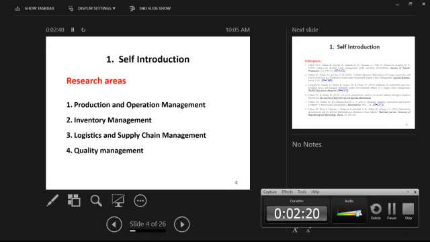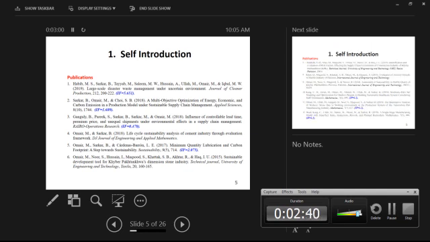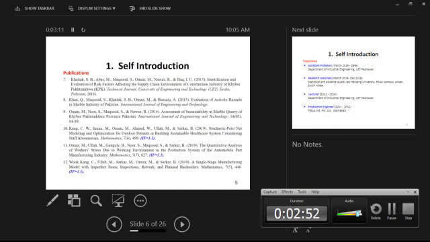My research areas are production and operations management, inventory management, logistics and supply chain management, and according to the course, quality management is also one of my core areas. These are my publications which I have done during my PhD and my MSc. You can see all these. I've given all the information, and in these publications, if you need some information or data, I can also provide these.